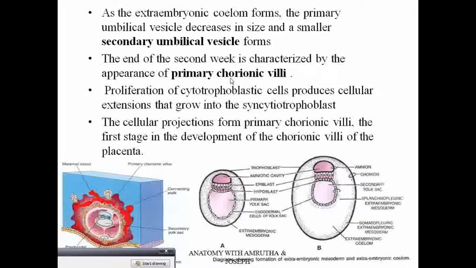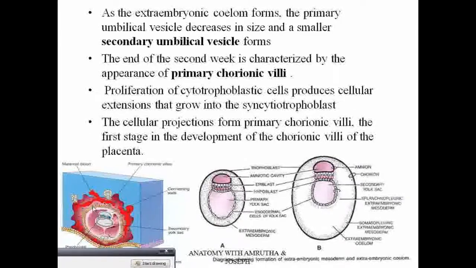So we are seeing the formation of the villi, or we are seeing the formation of placenta. Primary chorionic villi are going to start here, as we can see on the periphery of the trophoblast, cytotrophoblast. Some elevations appear, and these elevations are called primary chorionic villi, forming a bulging here. The proliferation of cytotrophoblastic cells produces cellular extensions that grow into syncytial trophoblast.